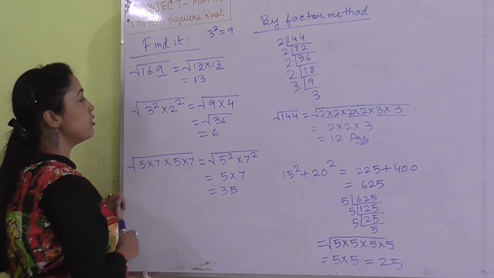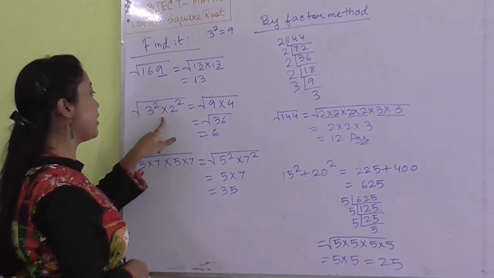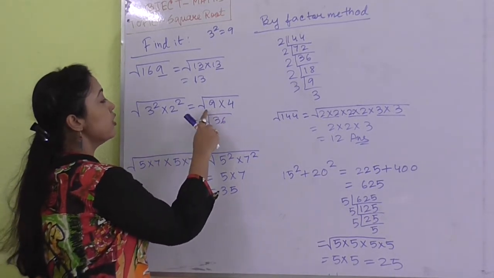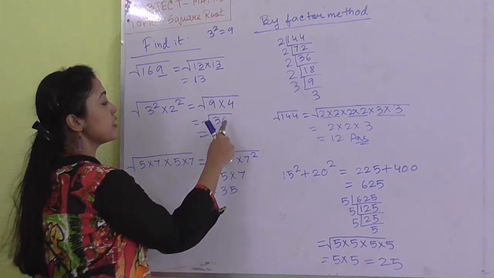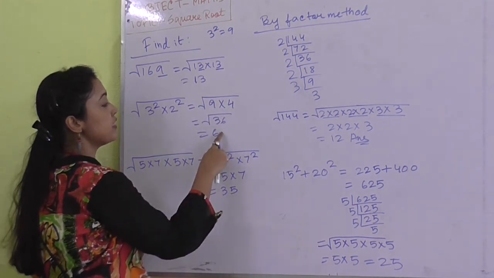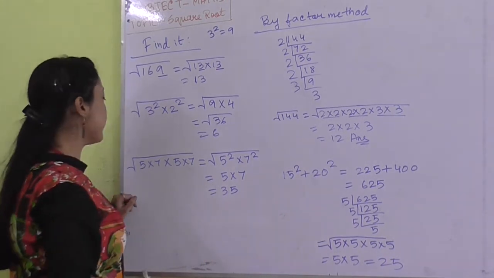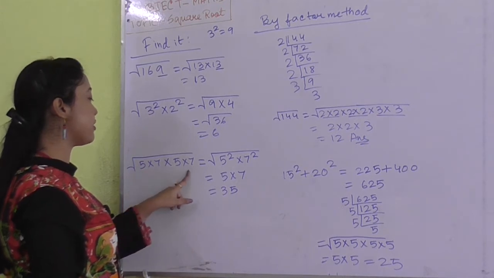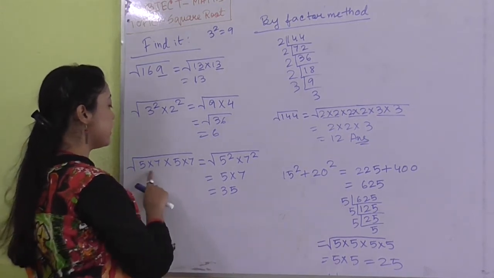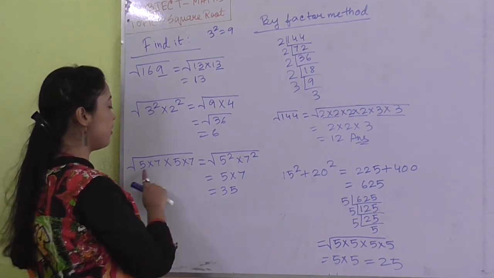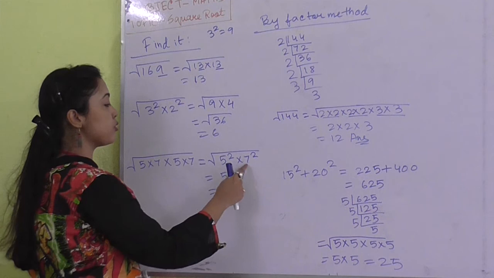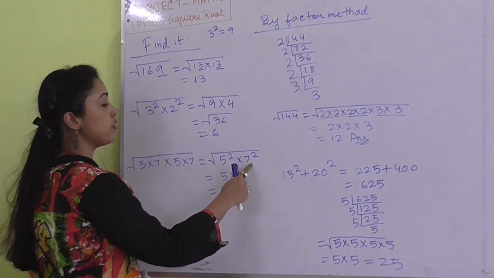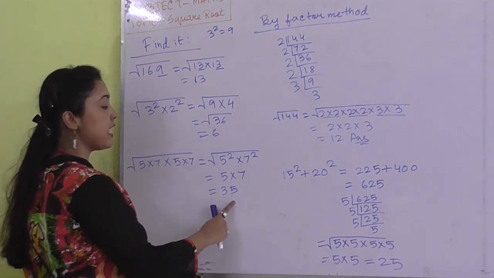Next you have to find out the square root of 3 square into 2 square. Very simple. 3 square is 9 and 2 square is 4. So the square root of 9 into 4. 9 into 4 is 36. So the square root of 36 is 6. Next you have been told to find out the square root of 5 into 7 into 5 into 7. First of all, you can see two 5s and two 7s are given. So we will take the square of 5 and the square of 7. So the square root of 5 square into 7 square. The square root of 5 square is 5 and the square root of 7 square is 7. So 5 into 7 is 35.